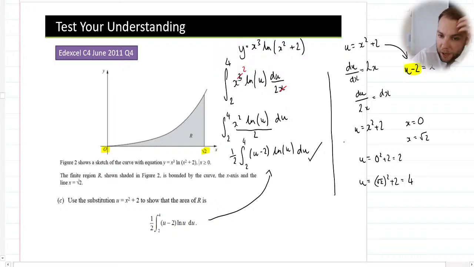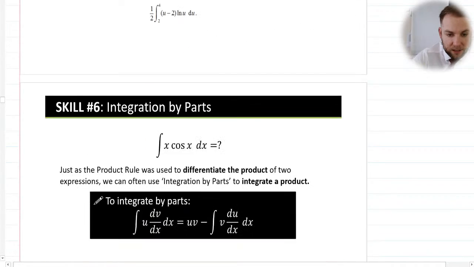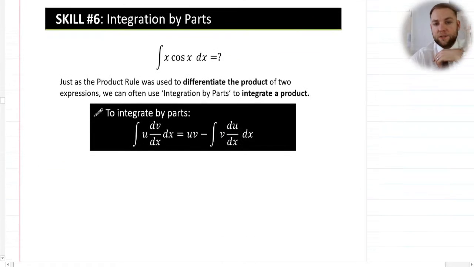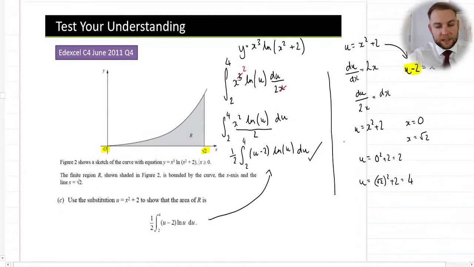Now we're going to look at the way we can integrate this in a second, in the next part, which is going to be integration by parts. Okay, so get that down there.